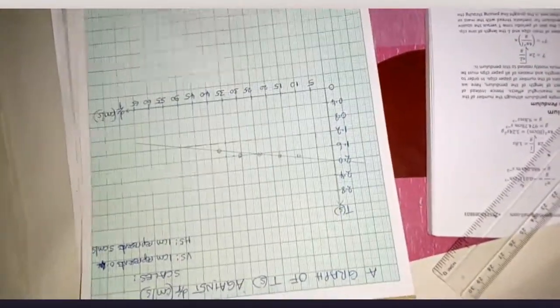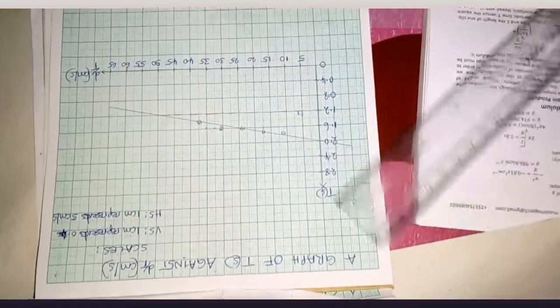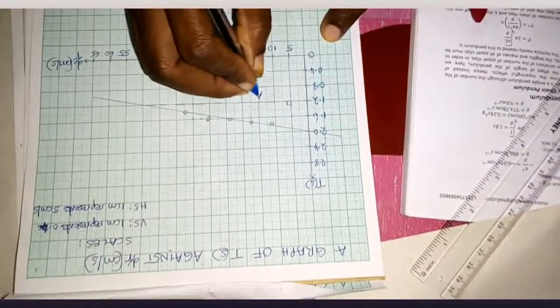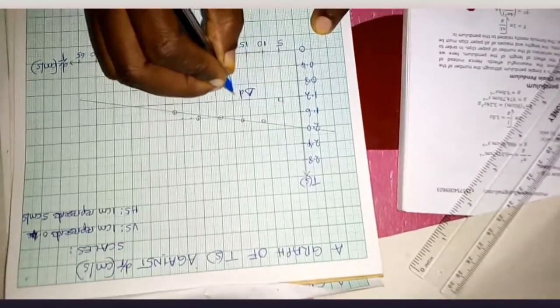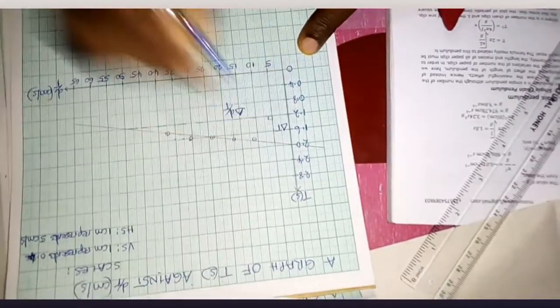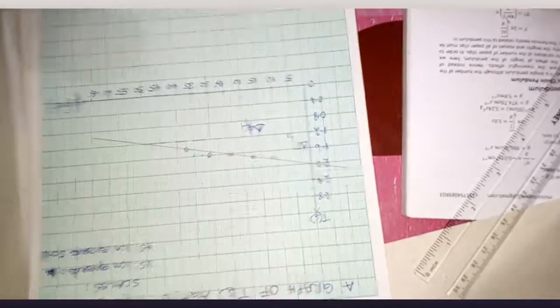Kwa hiyo remember to indicate a right angle here. So then here we have the change in d over t. Here it is the change in t. So this is the shape of a graph with a negative slope.